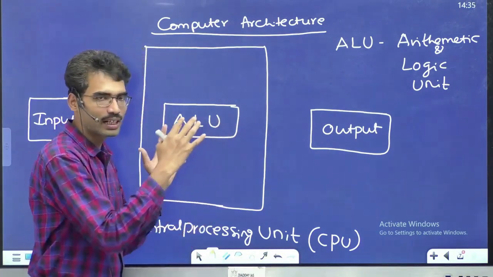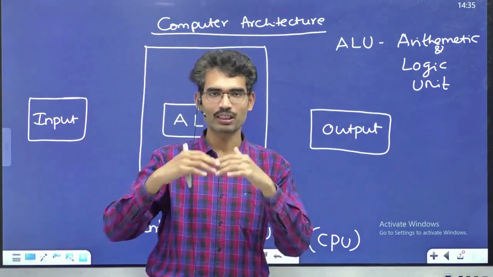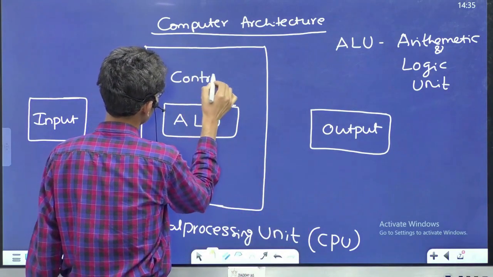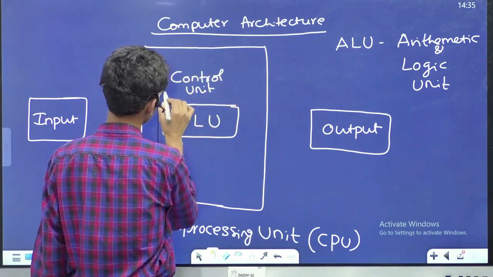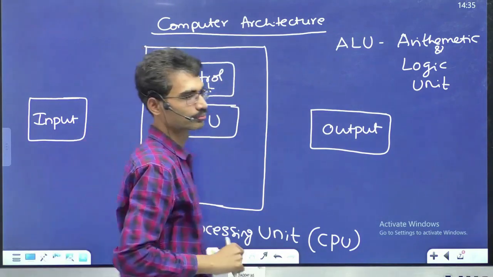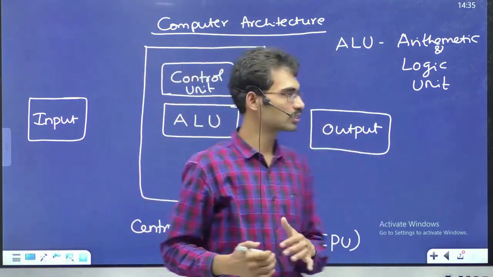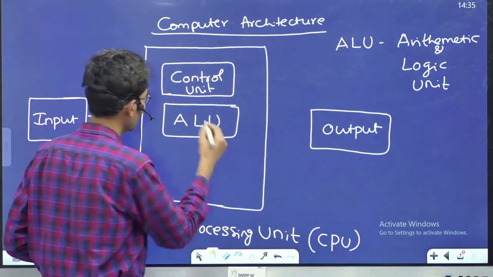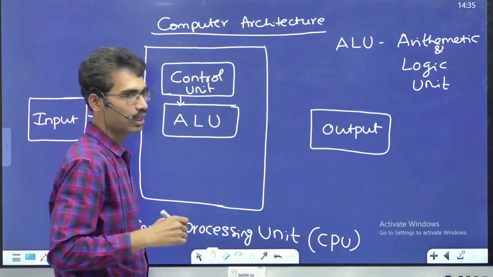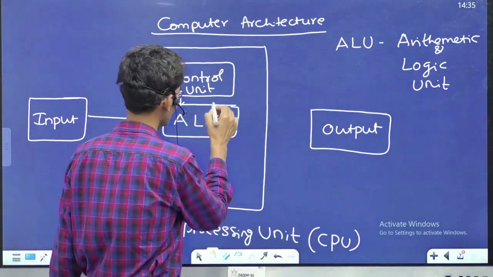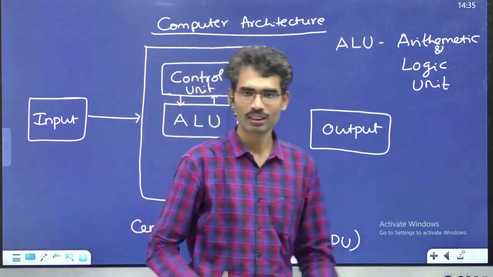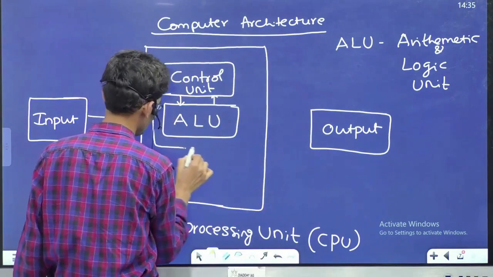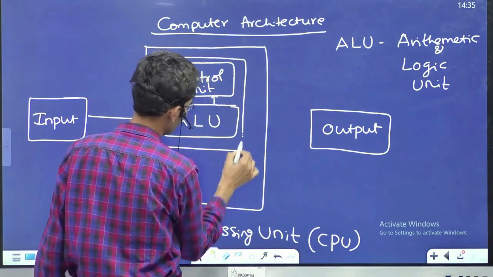For this arithmetic and logic unit, there should be some kind of mechanism to control these operations, which we call the control unit. It controls whatever data is coming and controls the ALU. It works between these two as a mechanism. Now we can consider this as one subunit.